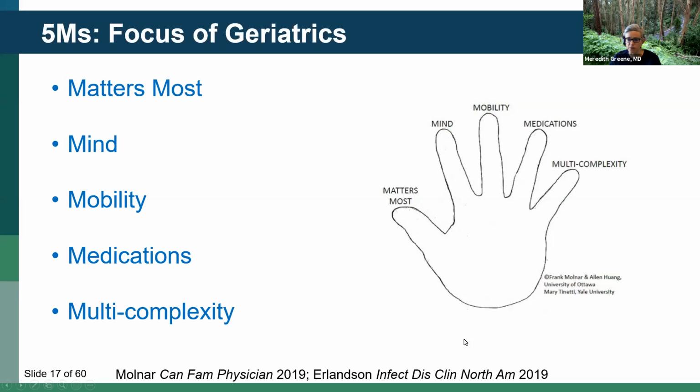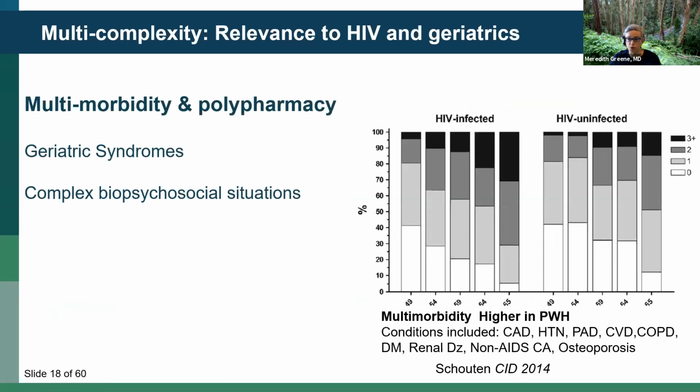And I included here a reference because my colleagues, Dr. Karras and Dr. Erlandson, have written a review article about considering the 6th M in HIV, given the relatively younger age for people, and adding modifiable. But I think what's really relevant to HIV and aging is this idea of multi-complexity. And I actually think that HIV is an example of a multimorbidity. This figure here is one example of study that shows that people with HIV have higher prevalence of multimorbidity compared to their HIV negative counterparts.